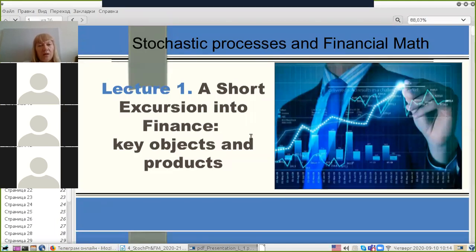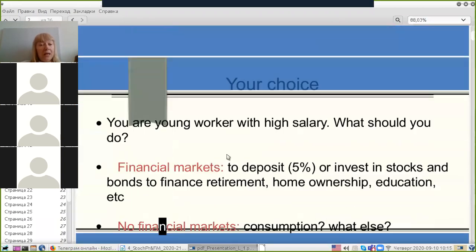So today we have a lecture, and I would like to begin with a short excursion into finance because it's very important. The financial terms are very essential for our course, and today we discuss key objects and products. So let us think about it in terms of some examples.